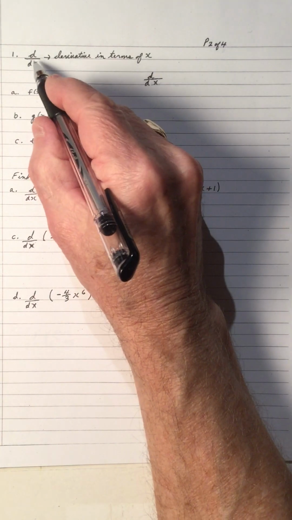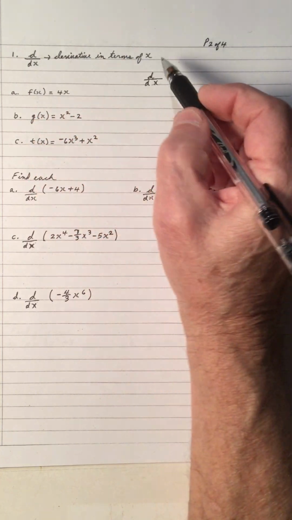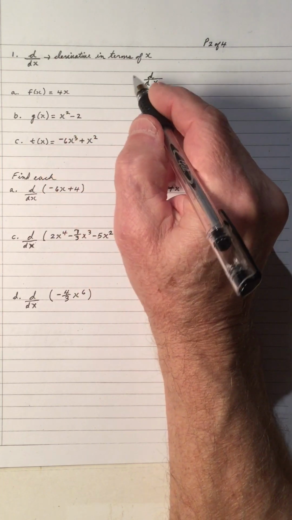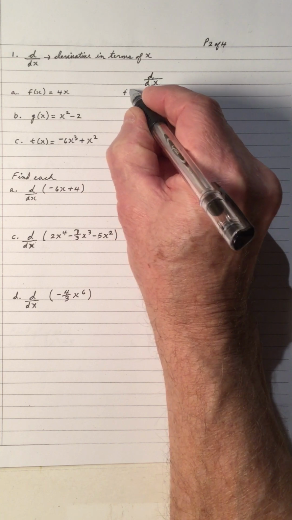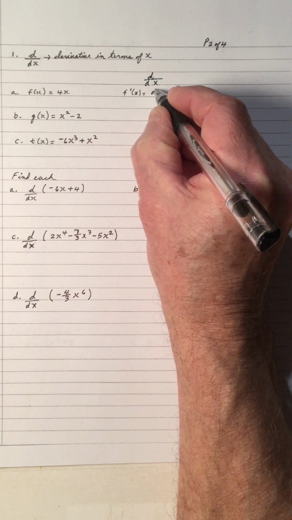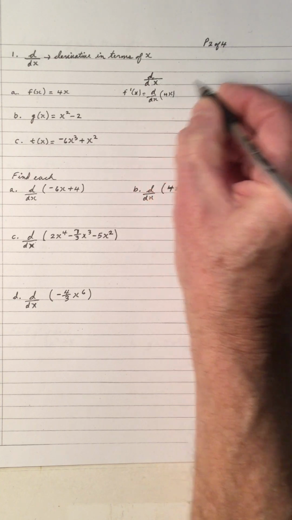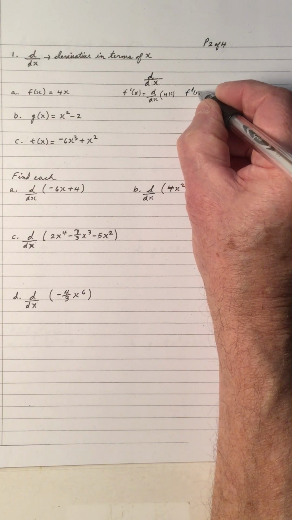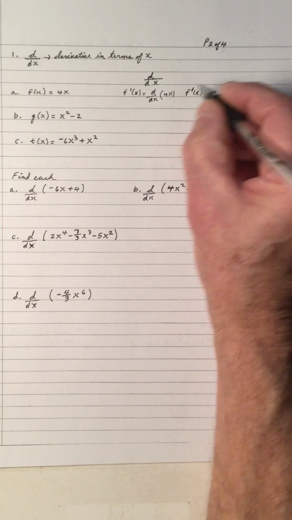Number one, d over dx is the derivative in terms of x. Let's write f of x equals 4x as the derivative in terms of x. So that's f prime of x equals d over dx of 4x. So that becomes f prime of x, and the derivative in terms of x is a 4.